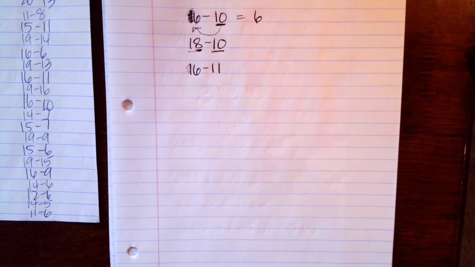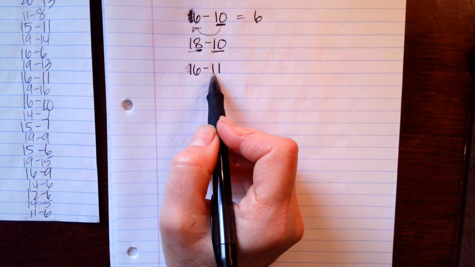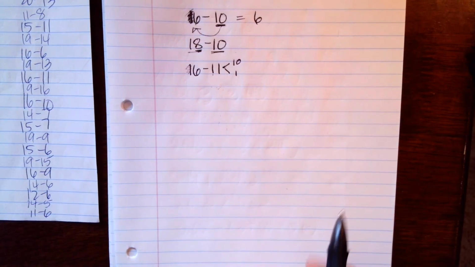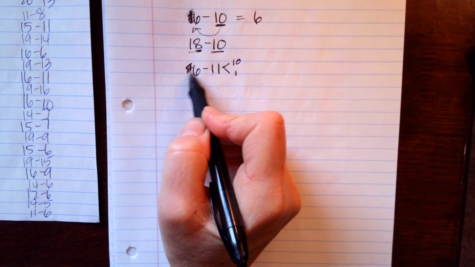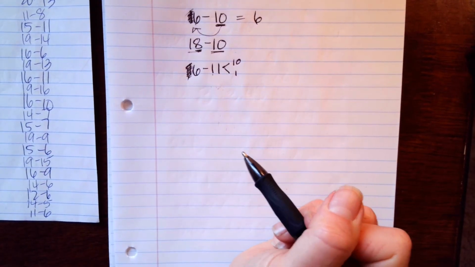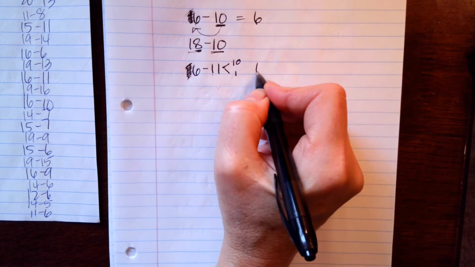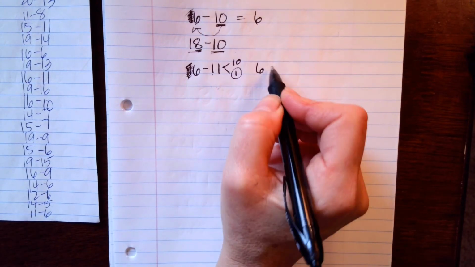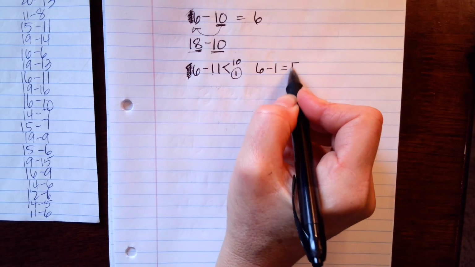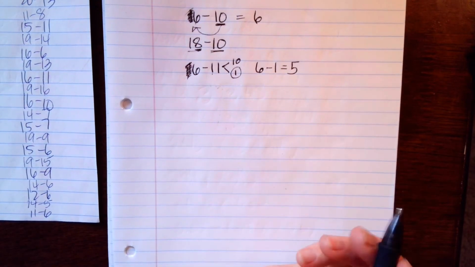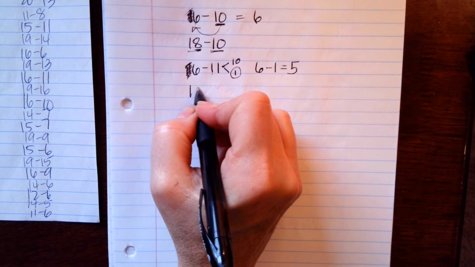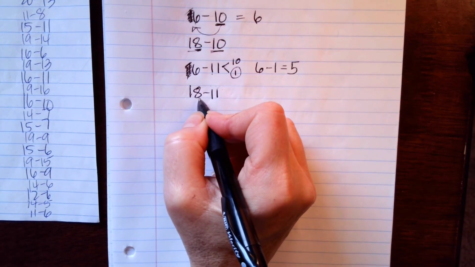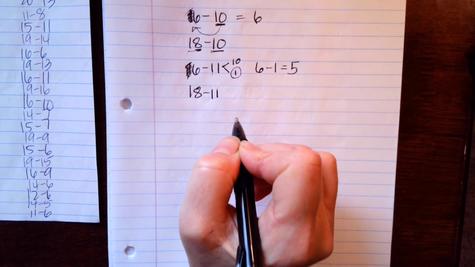Mm-hmm. Okay. A little bit. So I know that I'm basically going to split this into minus 10 and then minus one more. So this would be my minus 10. I would get rid of this, so that would get me to 6. And then I'm just going to go back one more because I have one left over. It's going to bring me to 5. Okay. 18 minus 11, I'm going to go down 10, which gives me 8. And then I'm going to go back one more.